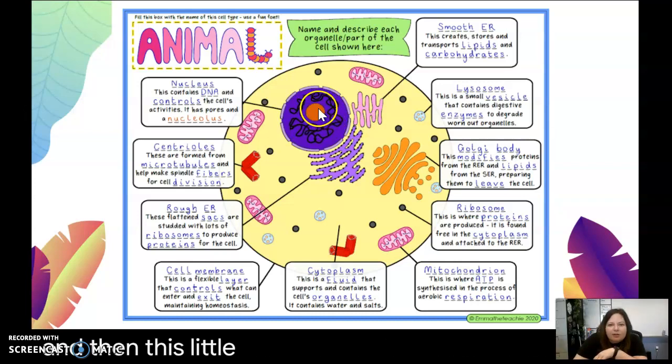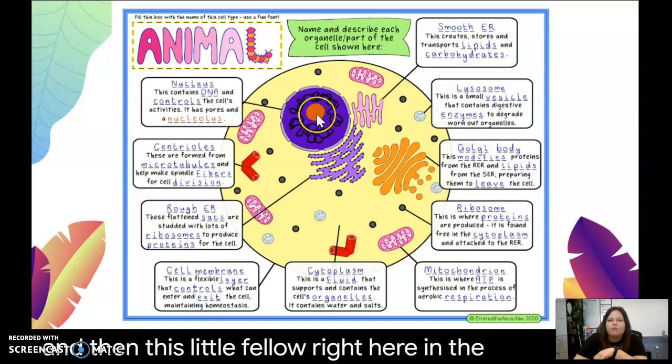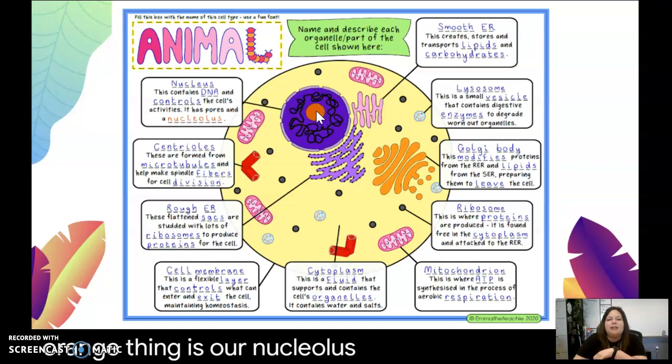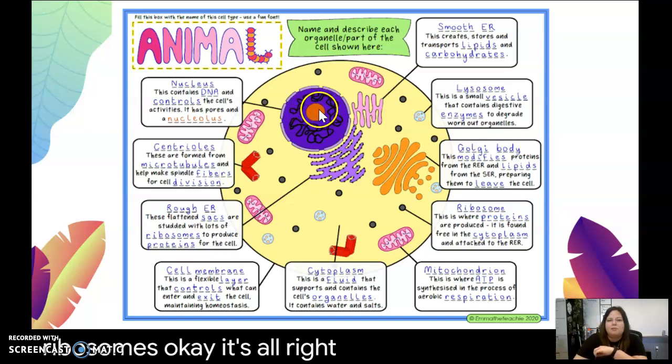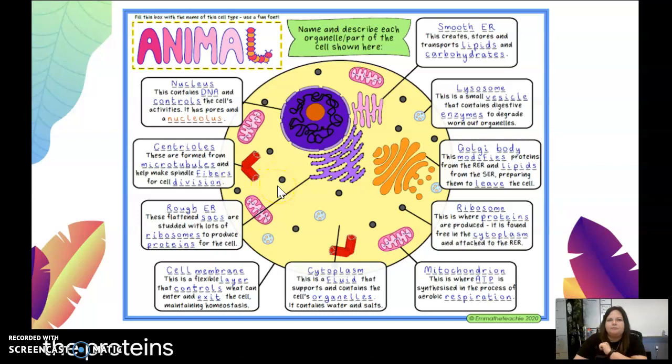And then this little fellow right here in the center, the orange thing, is our nucleolus. This actually makes the ribosomes. Okay, so our ribosomes are made in here, and then our ribosomes move out, and then those make the proteins.